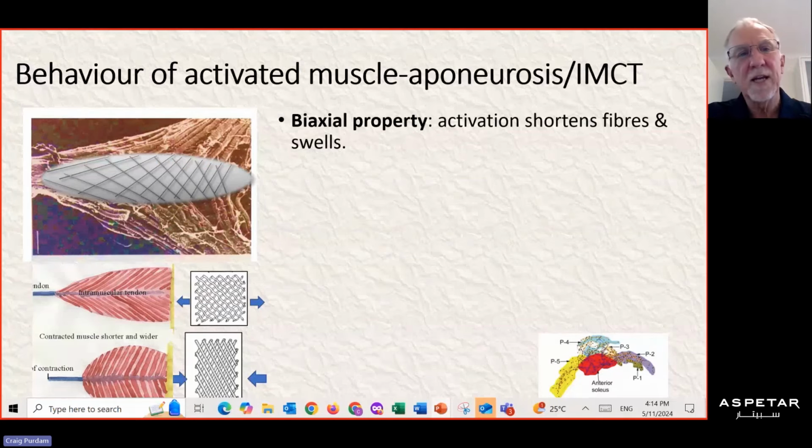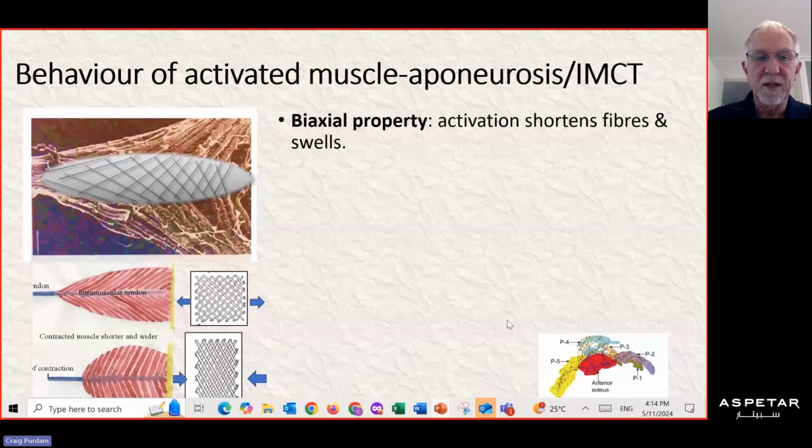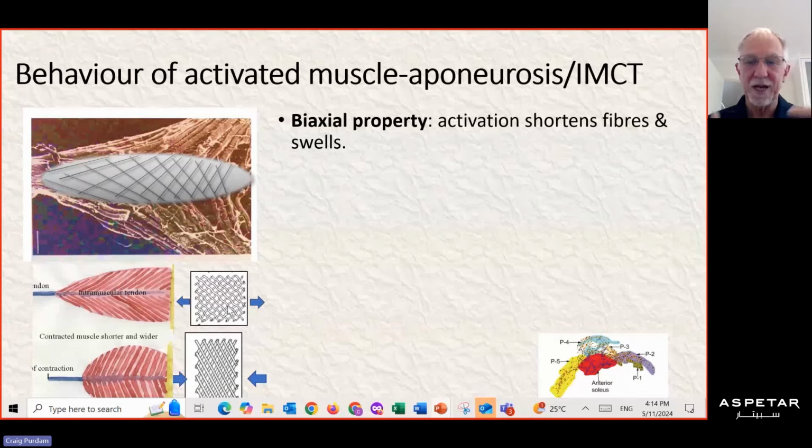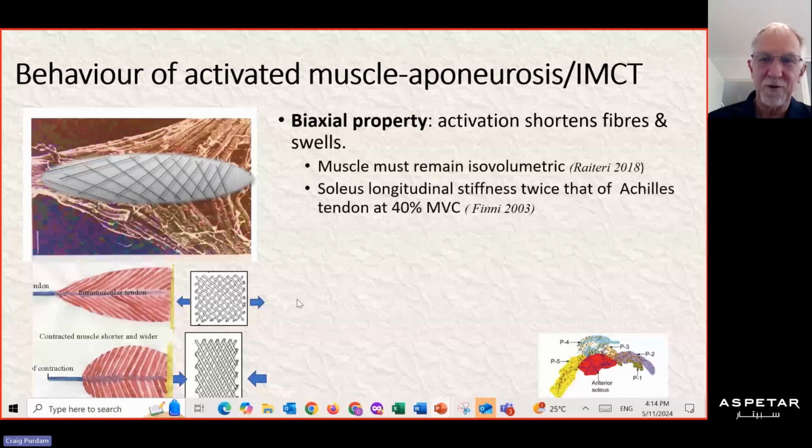In terms of understanding the behavior of this activated muscle aponeurosis element within the myotendinous unit, we need to understand that when a muscle contracts and shortens, the muscle actually broadens. And those of you who've got access to ultrasound will see this. But of course, the aponeurosis can't slip and slide away, so it effectively shapeshifts, and it becomes shorter and broader as well as its interwoven collagen actually changing its shape. And this is quite a unique feature of this biaxial property.